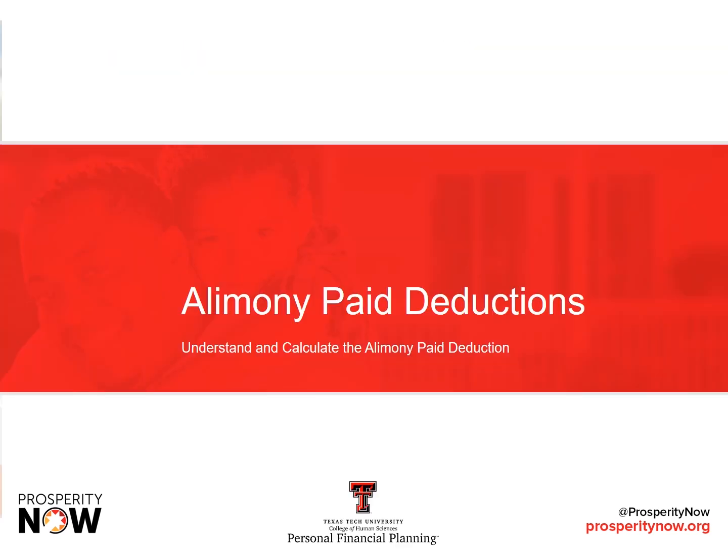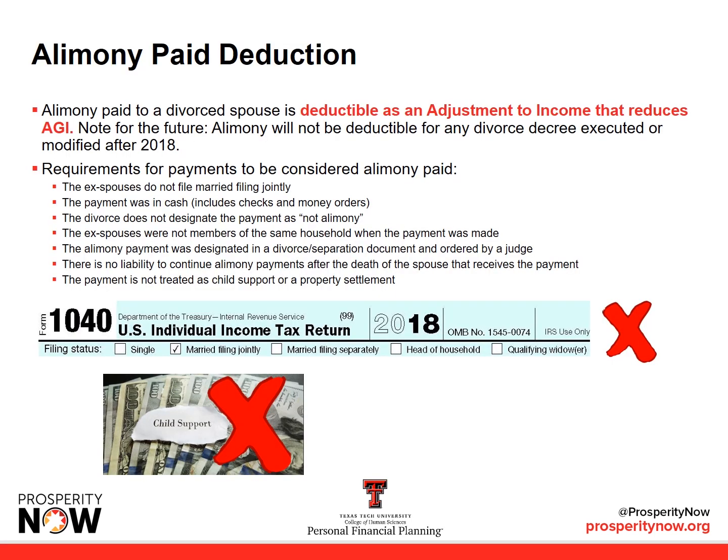So next we're going to cover alimony paid deductions. Alimony paid to a divorced spouse is deductible as an adjustment to income that reduces AGI. Note, for the future, alimony may not be deductible for any divorce decree executed or modified after 2018.